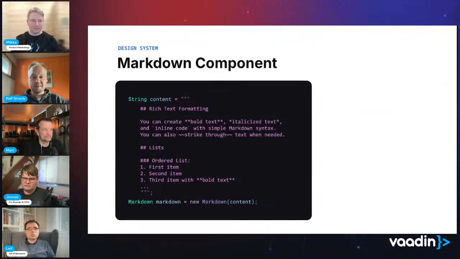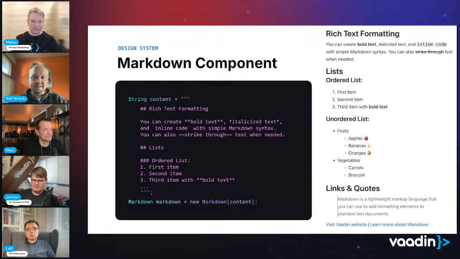Next up is the Markdown component, which, hardly surprisingly, is a component for rendering Markdown. So you give it a string with Markdown content, so that can contain, for example, text formatting, headings, lists, tables, images, and even HTML, and it renders it as HTML.